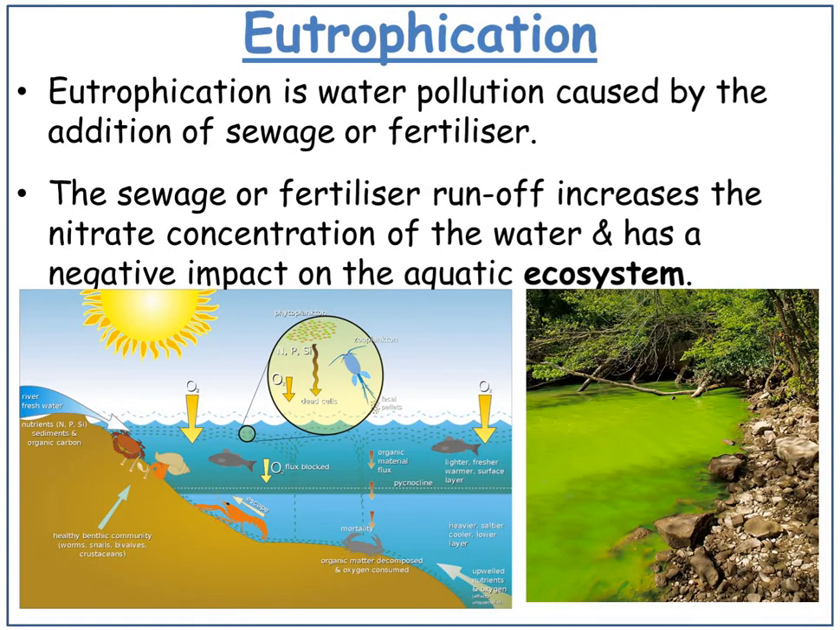So eutrophication is where the water gets polluted because of the addition of sewage or fertiliser, which is usually run off from the field into water. So the sewage or fertiliser runoff increases the nitrate concentration of the water and has a negative impact on the aquatic ecosystem.